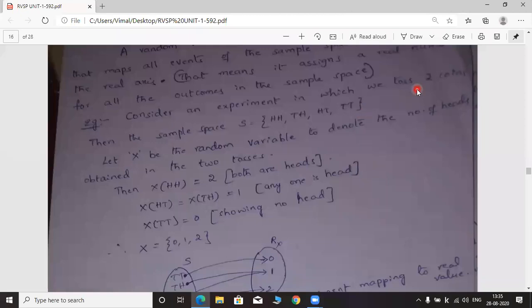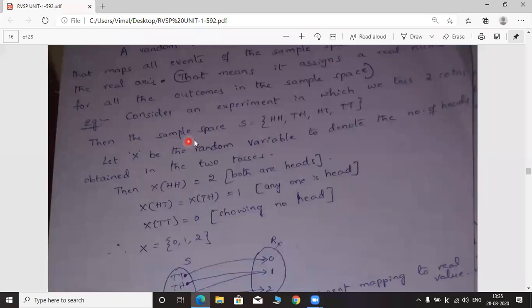So here we are tossing two coins. Two coins means we will have 2 power 2 outcomes for this experiment. If you toss 3 coins, how many possible outcomes do we have? 2 power 3, which means 8 possible outcomes. If you toss 4 coins, you will have 2 power 4 possible outcomes in the sample space. Okay, so consider the experiment in which we toss two coins.